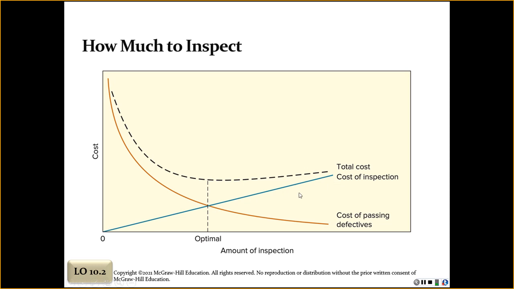This blue line is the cost that the company incurs to inspect. The more inspections you do, the cost just gradually increases. The dashed line shows the total cost, which is the sum of the cost of the inspection plus the cost of passing the defects on to the customer. This dotted line in the middle, the optimal level, is where the cost of inspection and the cost of passing the defects on to the customer intersect.